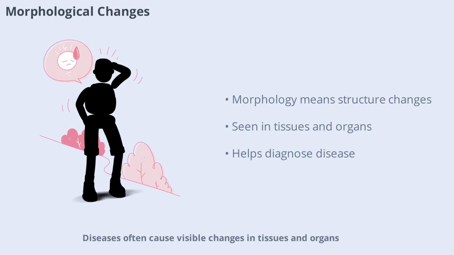Diseases often cause visible changes in tissues and organs, known as morphological changes. These alterations can be seen under a microscope or with imaging techniques. For example, cancerous tissues may show abnormal cell shapes and sizes, while inflamed tissues might appear swollen or red. Recognizing these changes is crucial for diagnosis and understanding how far a disease has progressed. Morphological analysis bridges the gap between microscopic events and clinical symptoms.